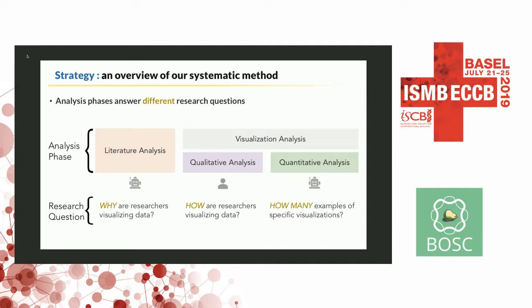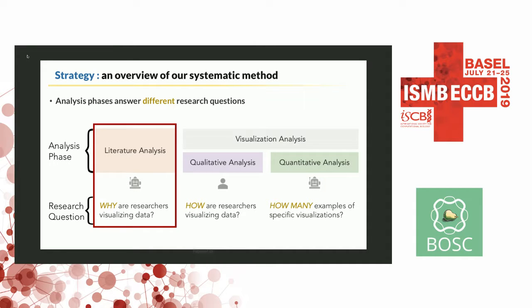The literature analysis phase was about trying to figure out why are people visualizing data in the first place, for example, a hospital outbreak. The visualization analysis phase was first in the qualitative part to figure out how people are visualizing data, and then to quantify how many examples there are of specific data visualization strategies.